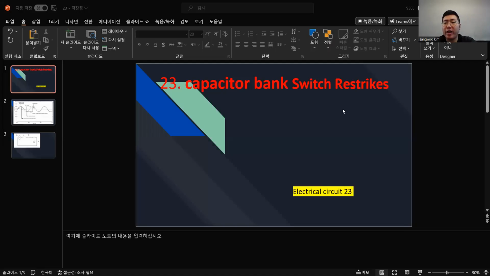Hey guys, good morning. Today, we will learn about capacitor bank switch restrikes. Surge voltages happen when we switch the capacitor bank on and off.